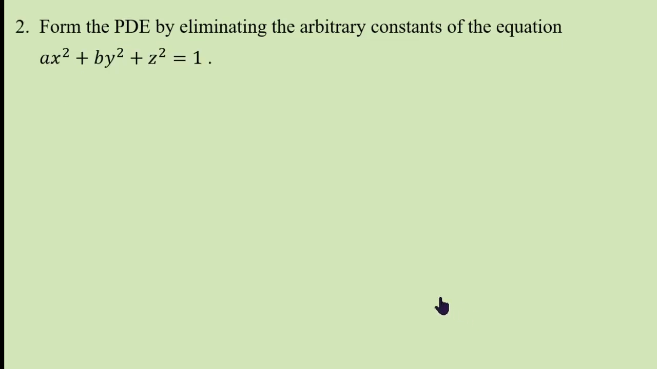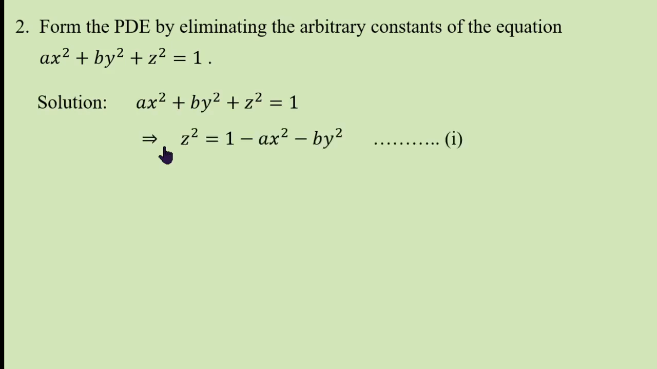One more example. Form the PDE by eliminating the arbitrary constants of the equation ax square plus by square plus z square equal to 1. When you differentiate partially with respect to x and y, now you can write this as z square is 1 minus ax square minus by square, and differentiate partially with respect to x. Since z is a dependent variable, z square derivative is 2z into derivative of z. So when you differentiate partially with respect to x, it becomes 2zp.